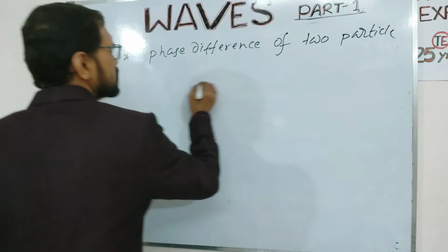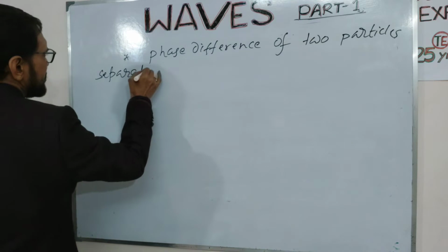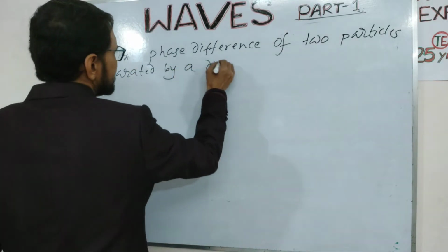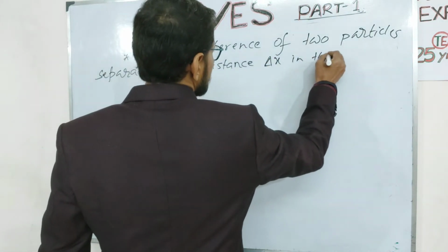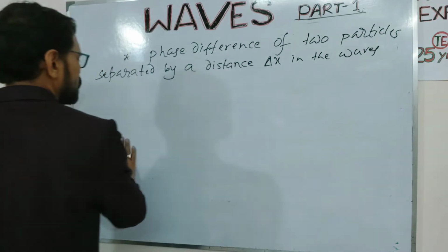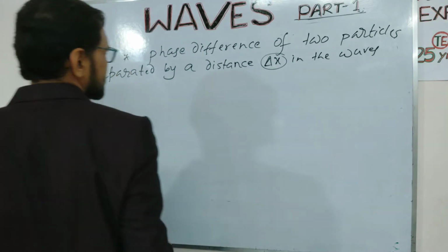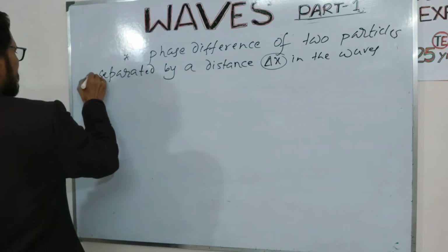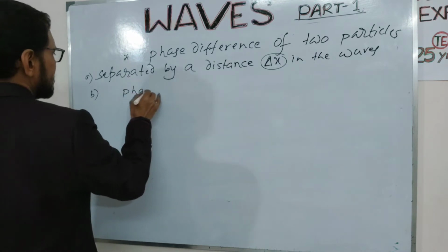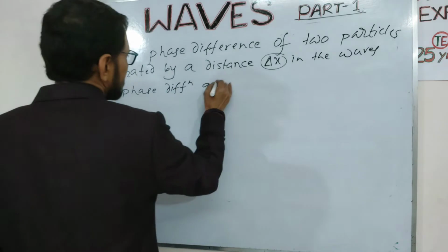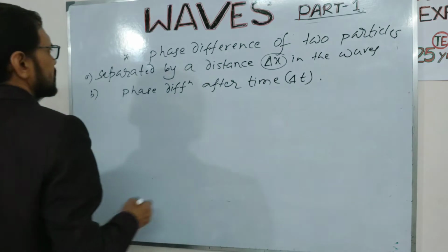Next topic is the phase difference of two particles separated by a distance del x in the waves. Two particles are in the waves. If the distance between the two particles is del x, then what is the phase difference? This is A, and the second is after a phase difference, after time del t. So the equation of the solution.